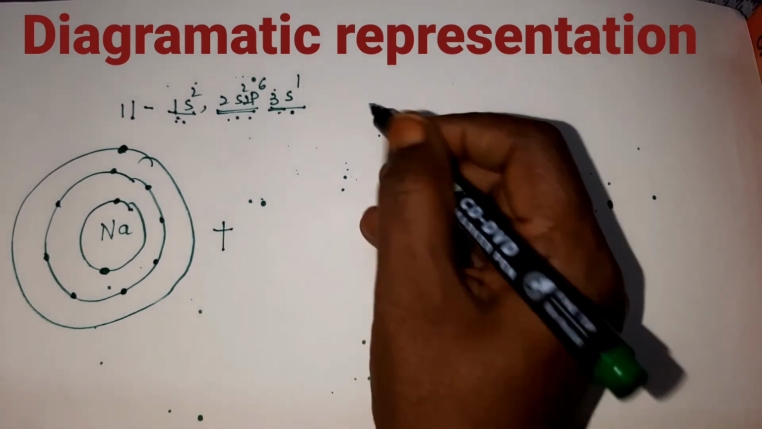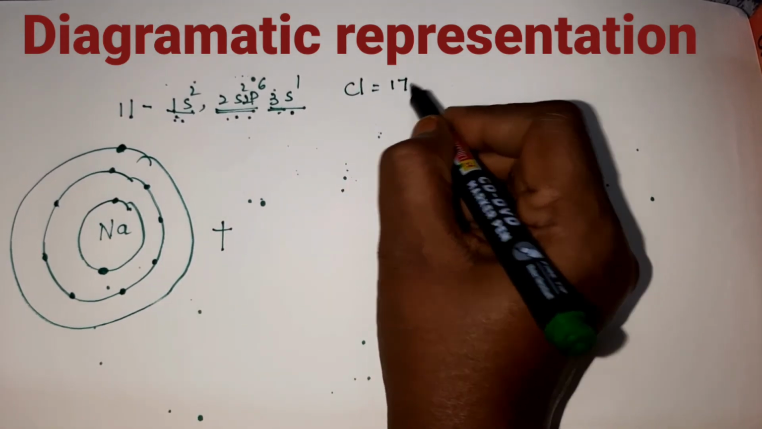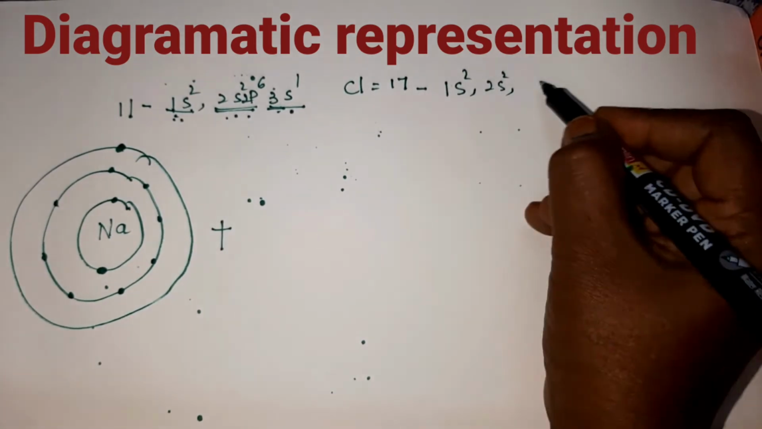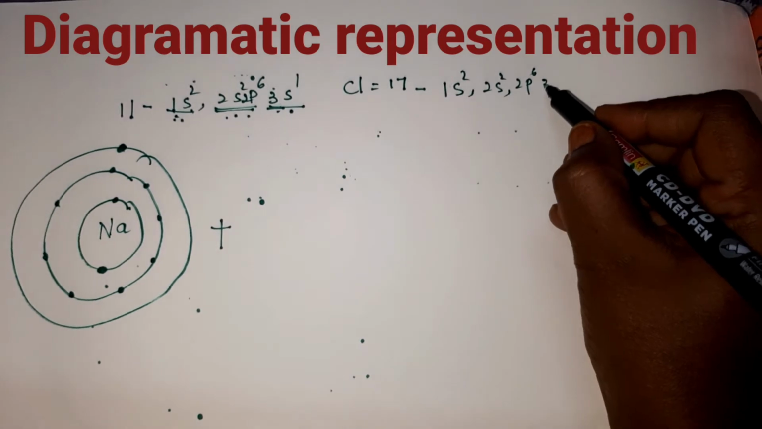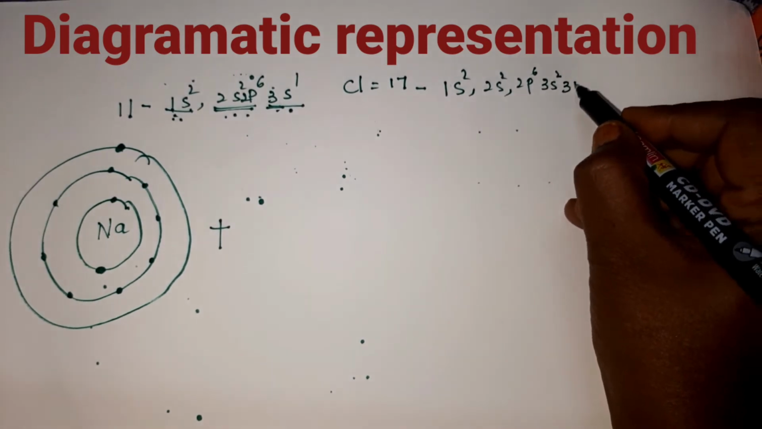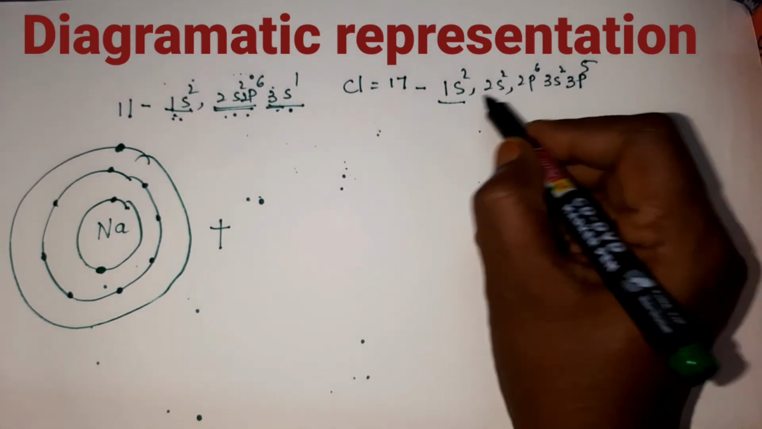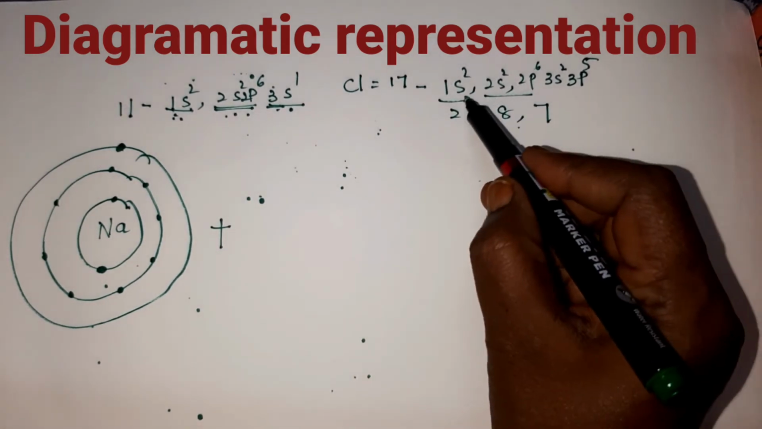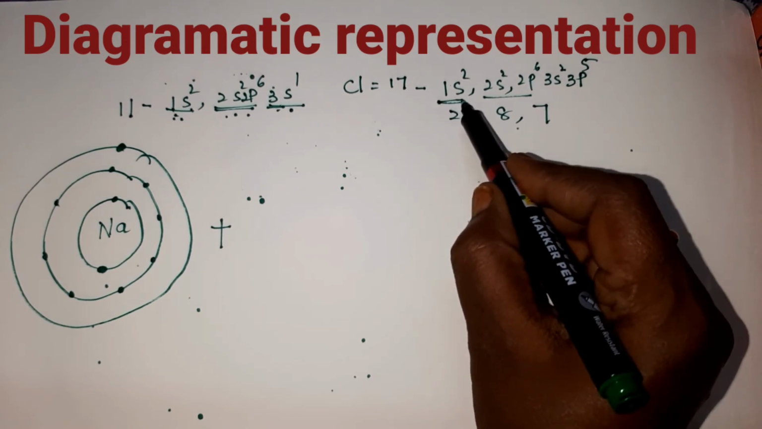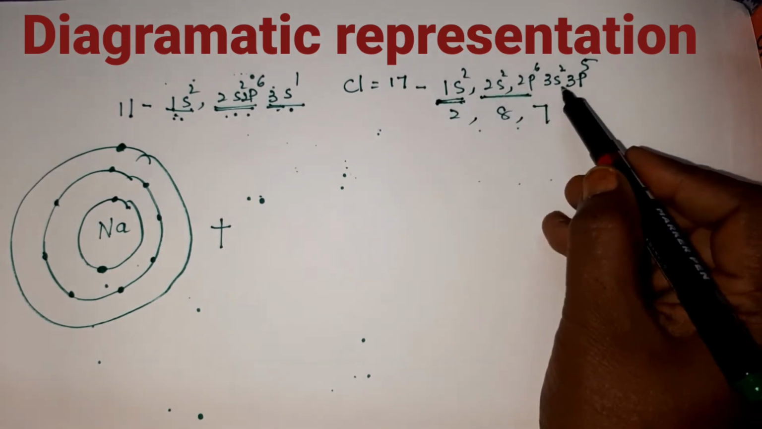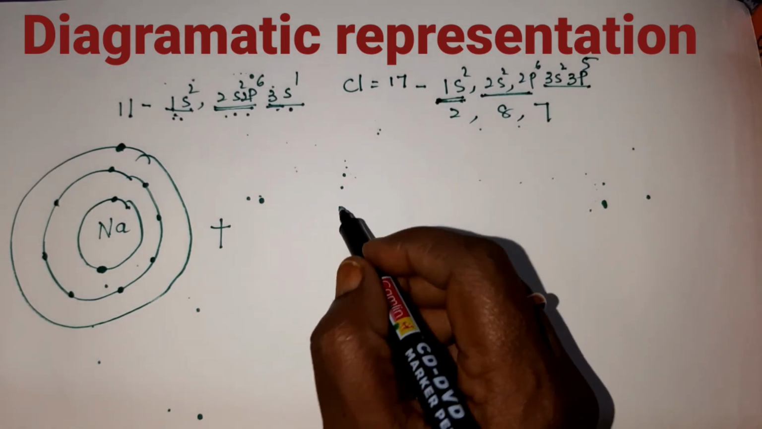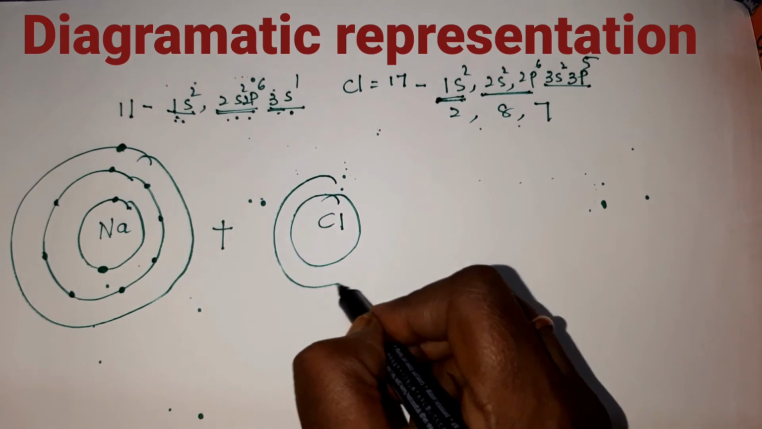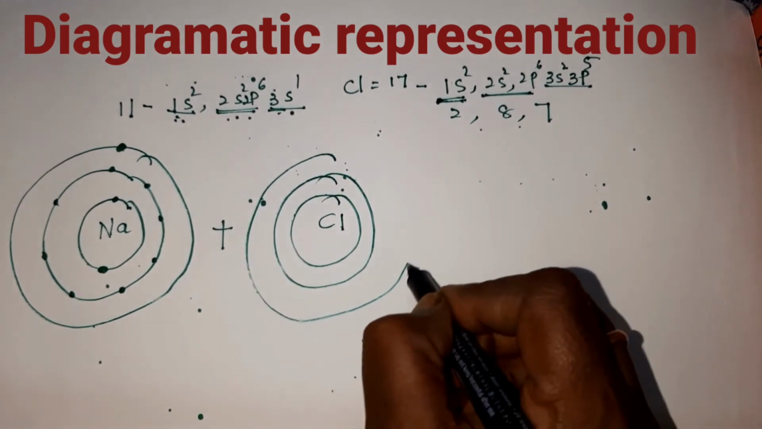Now, when you take chlorine, children, chlorine atomic number is 17. How do you write electronic configuration? 1s2, 2s2, 2p6, 3s2, 3p5. Okay, children? So 2, 8 and 7 electrons. So even chlorine has got 3 shells: first shell, second shell, third shell.